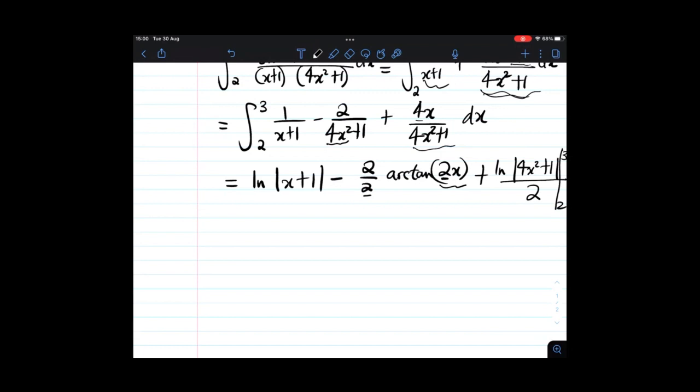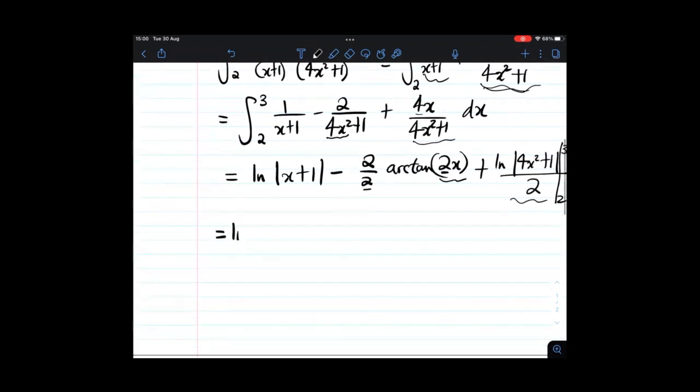Right, I hope that is clear how we found the integral here. It's just a matter of making sure that our integral stays accurate by adjusting. Right, and then from here we say, evaluating, this is the natural log of 4. So we are substituting 3 at the moment.